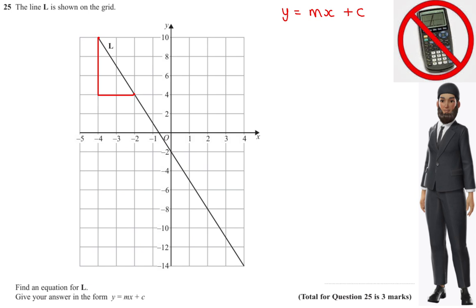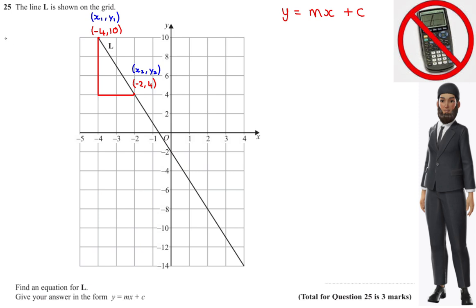Now let's write down the coordinates over here. The coordinates for this top coordinate over here is going to be -4, 10. And over here it's going to work out to be -2 and 4. I'm going to label that up as my x1, y1 coordinate and my x2 and y2 coordinate. Now what we can do is write it down.